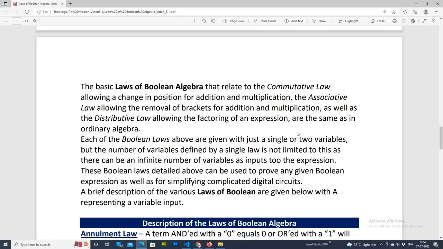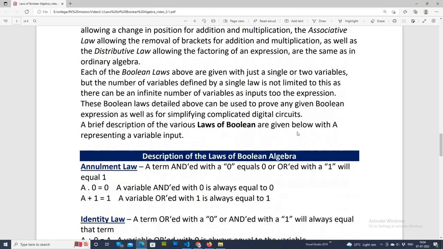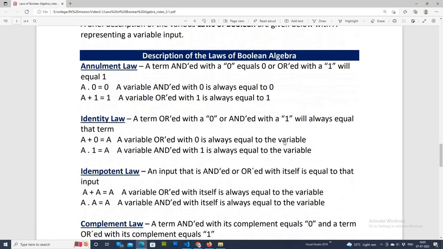Each of the Boolean laws above are given with just one or two variables, but the number of variables defined by a single law is not limited to this, as there can be an infinite number of variables as input to the expression. The Boolean laws detailed above can be used to prove any given Boolean expression as well as to simplify complicated digital circuits. A brief description of the various laws of Boolean algebra is given below, with A representing a variable input. So, description of laws of Boolean algebra.